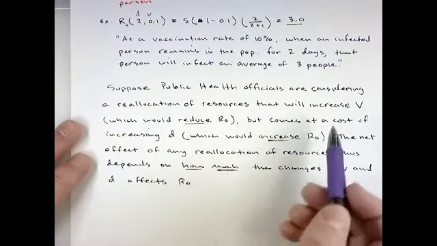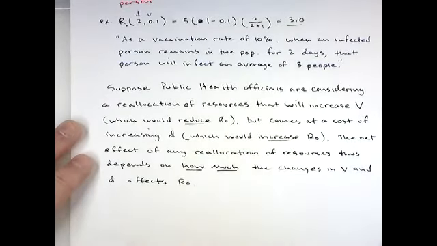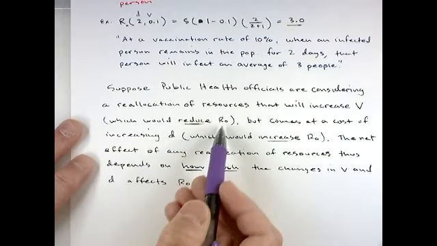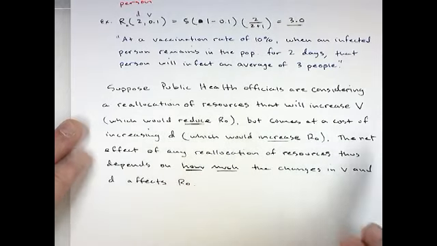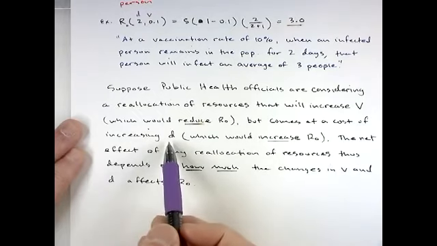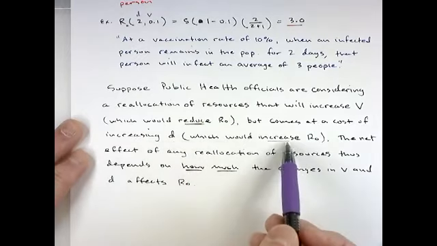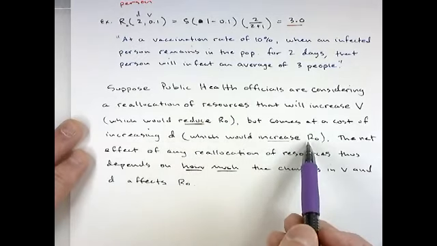Let's say in our scenario that they're considering a reallocation of resources that will have the effect of increasing our vaccination rate. That's a good thing, right? That would reduce R naught, but it comes at a cost of increasing D, the number of days an infected person is in the population. Of course, that would have a bad effect. That would increase R naught, right?